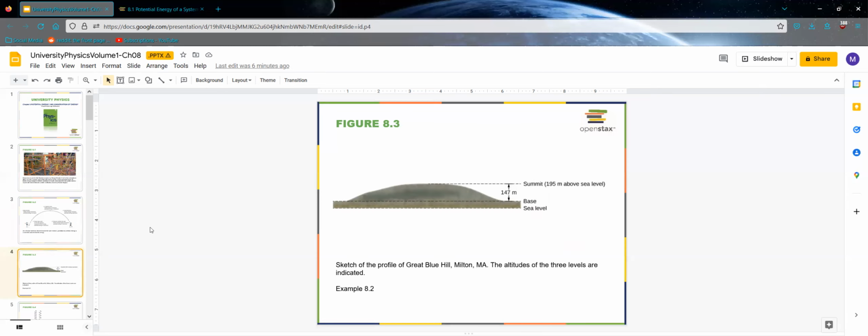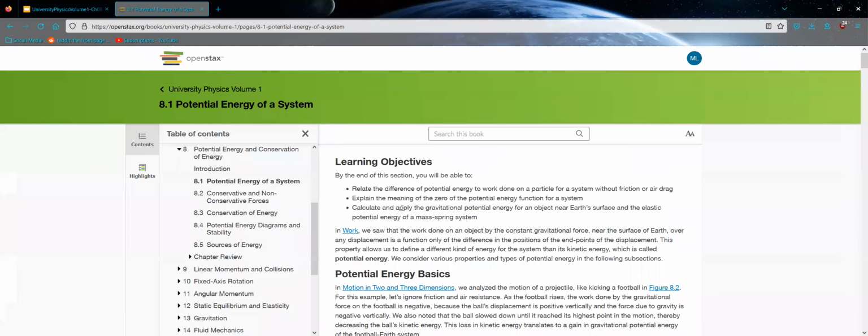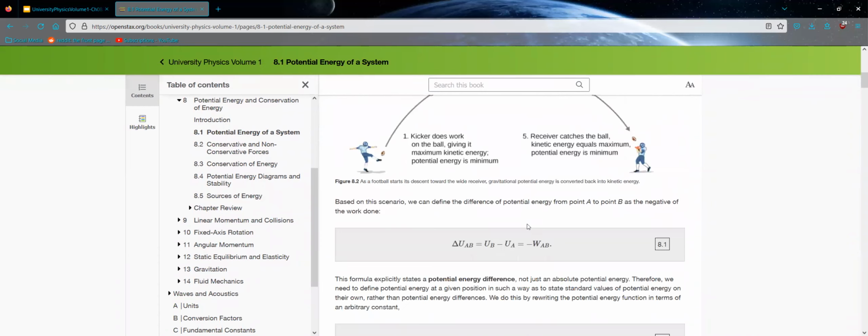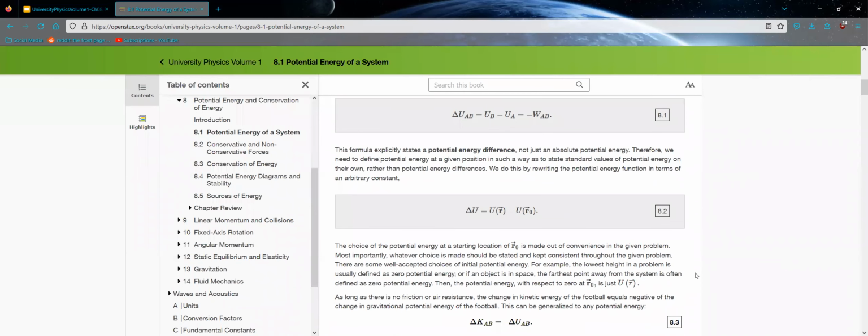So let's take a look at example 8.2 and go over some of the math behind this. In the book, I think the book does a pretty good job of simply laying out these concepts, including but not limited to the equations. Here, 8.1 is an equation relating potential energy involved and relating it to things such as work, the capital W, which is something we already talked about.